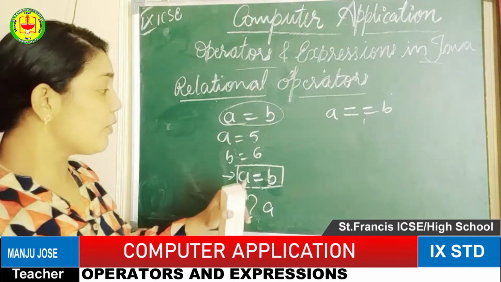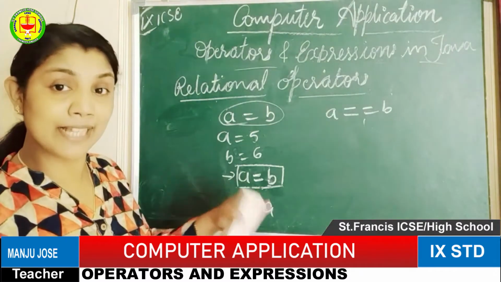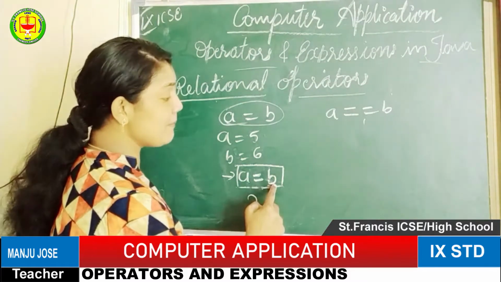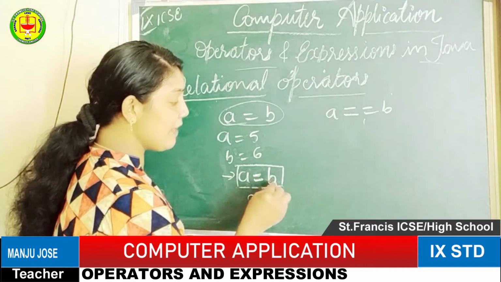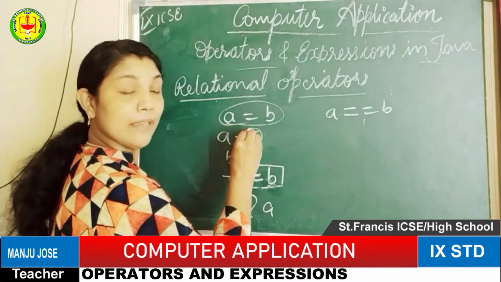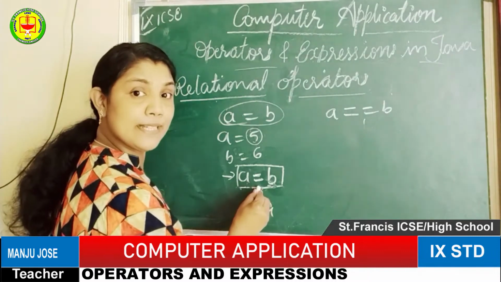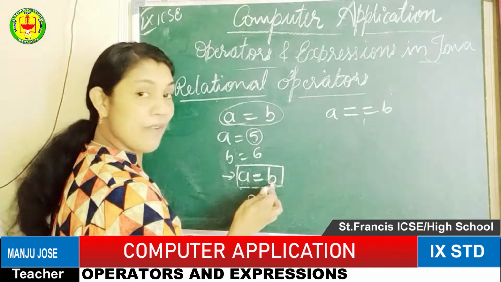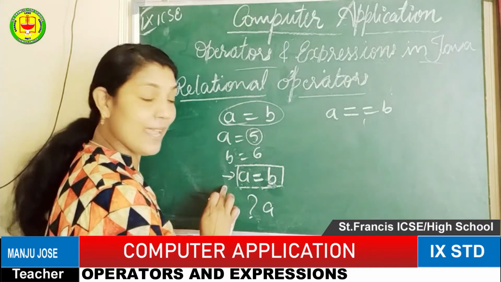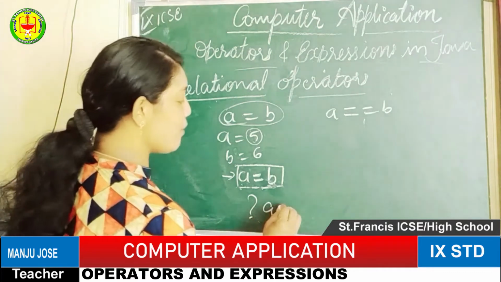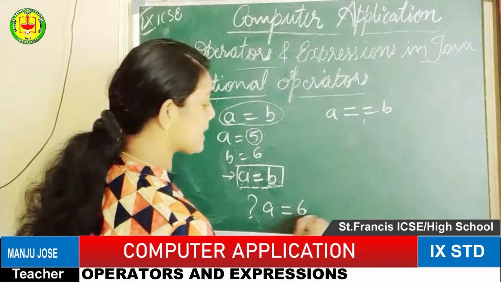Here, what kind of explanation can we give for the given statement? A equal to B means the value of B will be assigned to A. Already A is having 5, but after execution of this statement, the present value will be overridden, and the value we assign to A will be stored. That means the value of A will become 6.